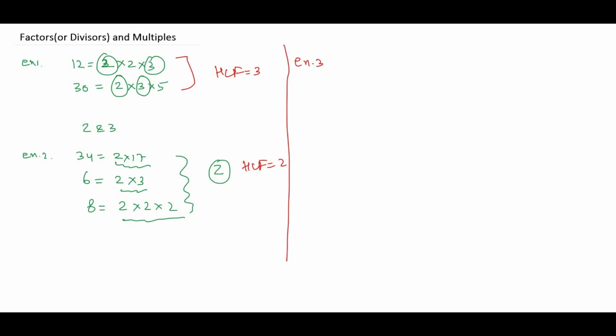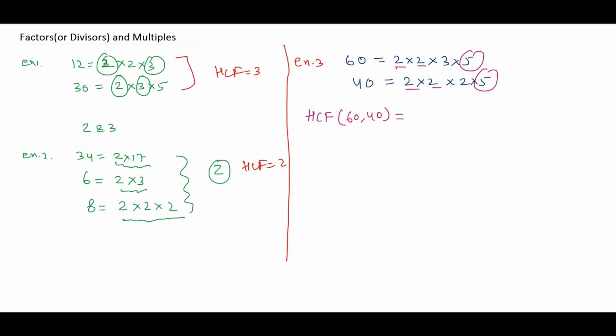Let's say 60 can be written as 2 into 2 into 3 into 5, and 40 can be written as 2 into 2 into 2 into 5, right? Now see, these 2s are common. Again 5 is also common, right? It can be written as HCF of 60, 40 is 2 into 2 into 5.